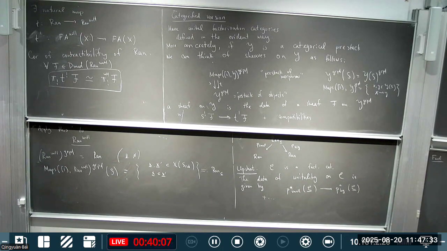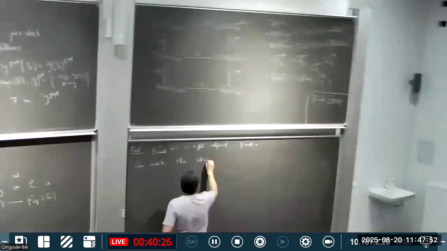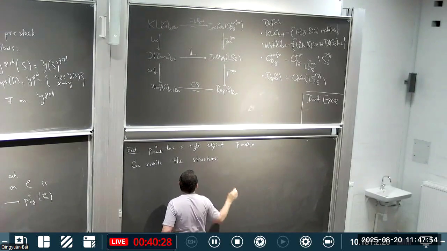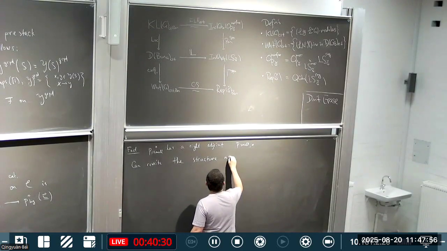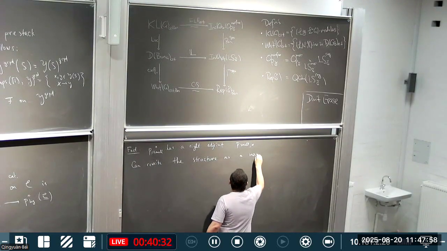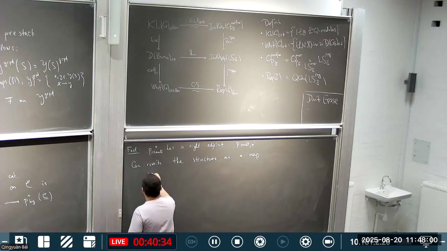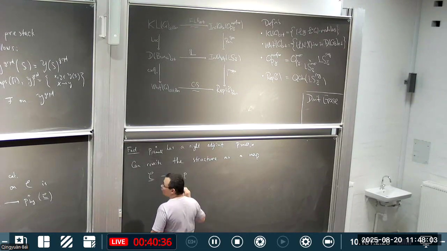And so the point is, I can rewrite the structure as a map, part of the structure, from C to this.